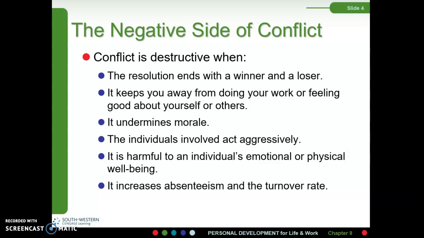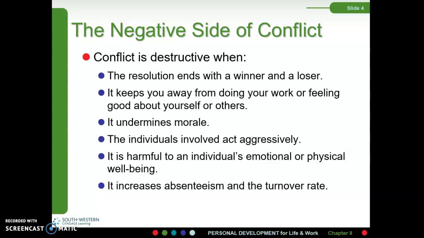Now, as far as the physical well-being, you start having heart disease, diabetes, physically start gaining weight or losing weight, hair loss. All of these things are affected by conflict. Now, the next one is it increases absenteeism and a high turnover rate.